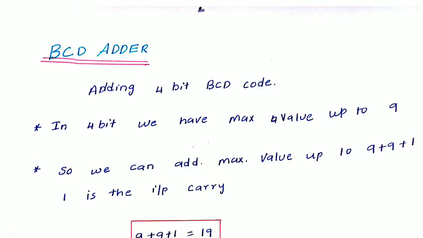In BCD we have the values from 0 to 9. That is, BCD will be having only 4 bits. For 0 it will have 4 zeros. In the same way, if it is 9 it will be 1 0 0 1. This is how we denote our BCD.